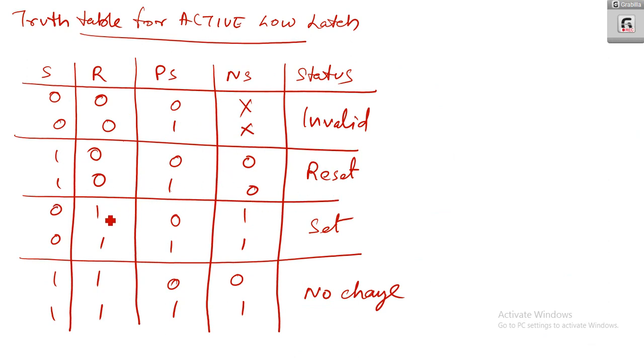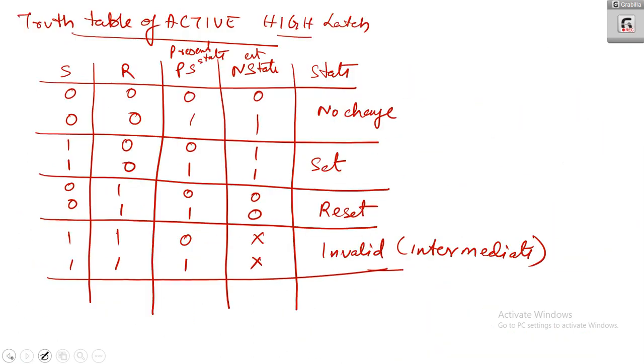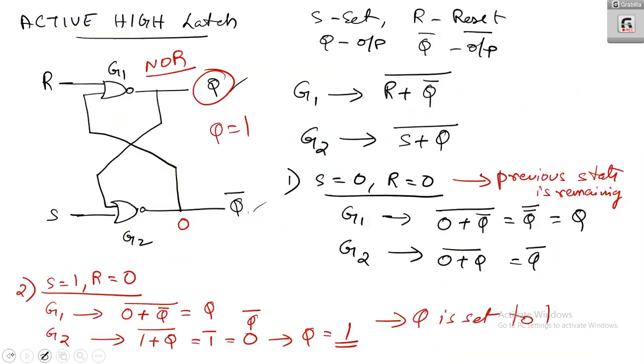When R is equal to 1 and S is equal to 0, whether the present state is 0 or 1, it will always go to 1. That is known as set. If both are 1, whatever the present state is, it will remain in the next state. That is known as no change. So I hope you have understood what is done by the active low latch and the active high latch. That was an introduction to latches.